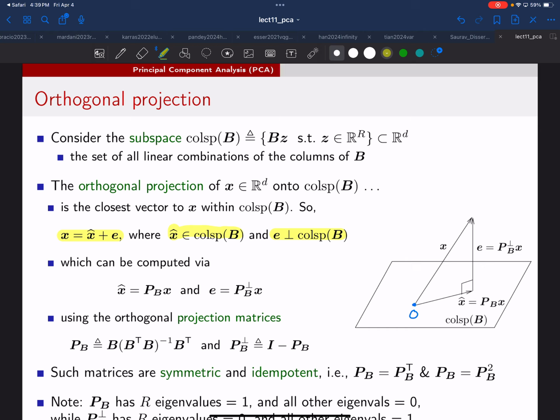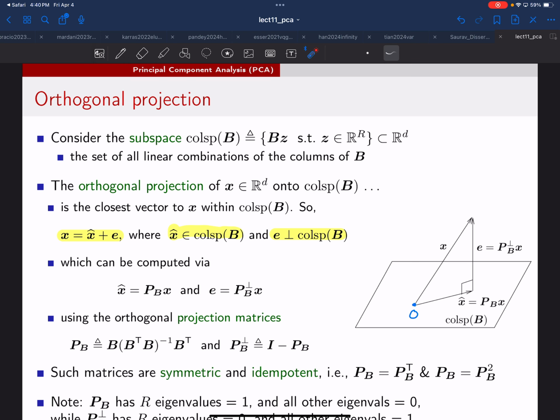And if you actually want to compute these, if you want to compute x hat, you multiply x by a certain matrix, which is this guy. This will compute x hat from x. And if you want to compute E, you multiply it by that orthogonal complement, which is just I minus this matrix. So those are the matrices that give you your x hat and your E.